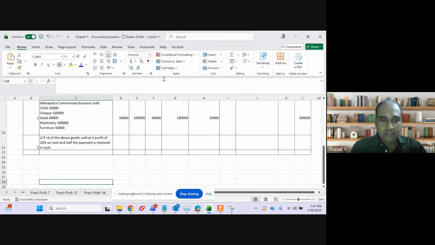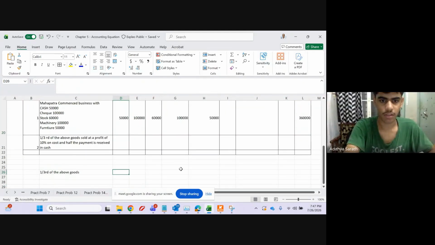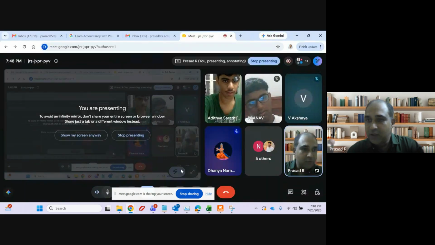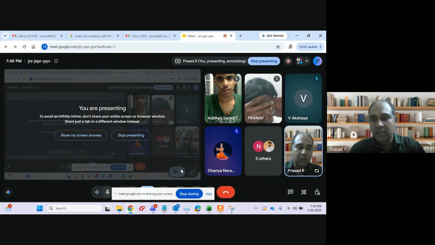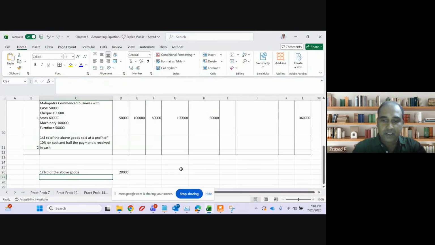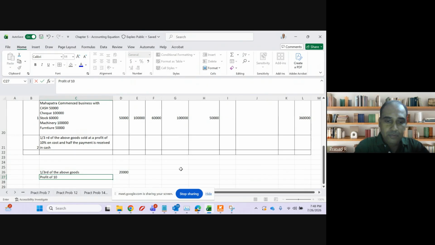1/3 of the above goods. How much is 1/3 of above goods, guys? 20,000. What happened to 1/3 of the above goods? Sold at a profit. I'm selling 20,000 out of 60,000 at a profit of 10%. My profit of 10% will be how much?